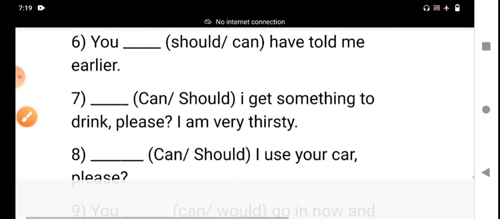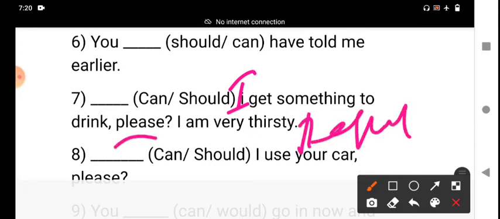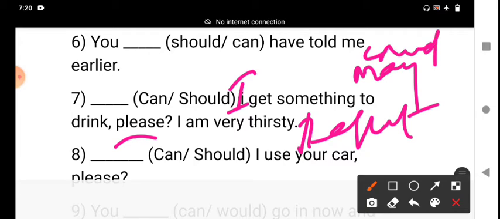And we go to the next question, and the seventh question is can, should. It is an interactive mode. I is the first person. Can I get something to drink please? I am very thirsty. It is a request. Please is there. Can may be used for a request, may is also used for a request. Could you please give me a pen? May I come in, sir? Taking permission, and request.